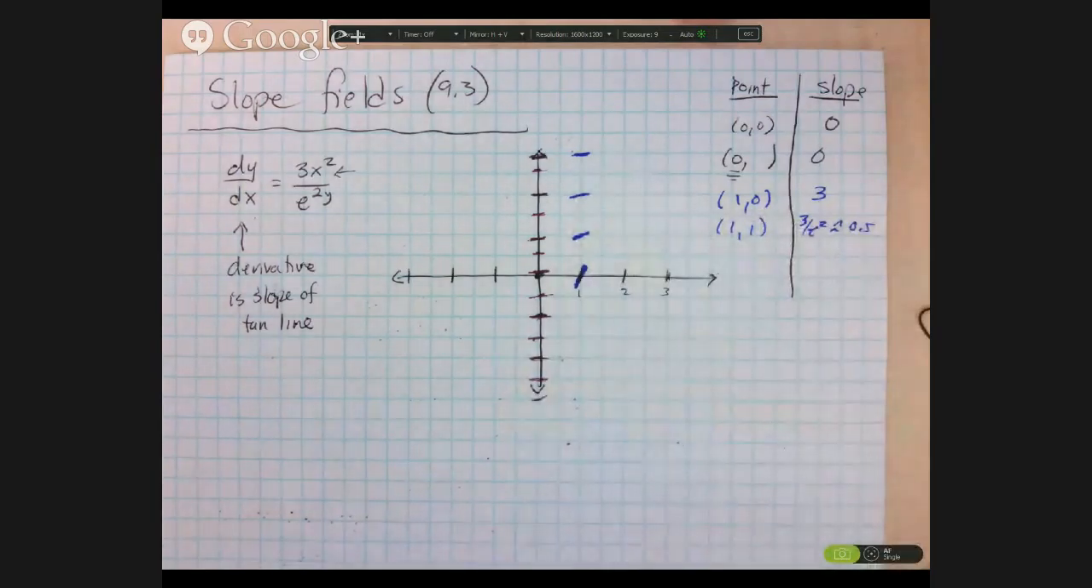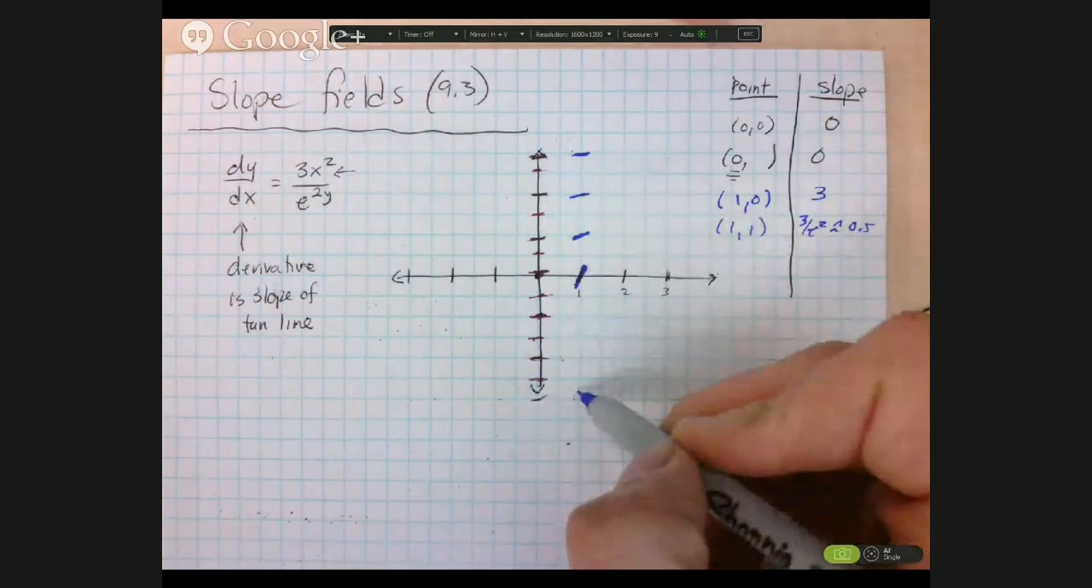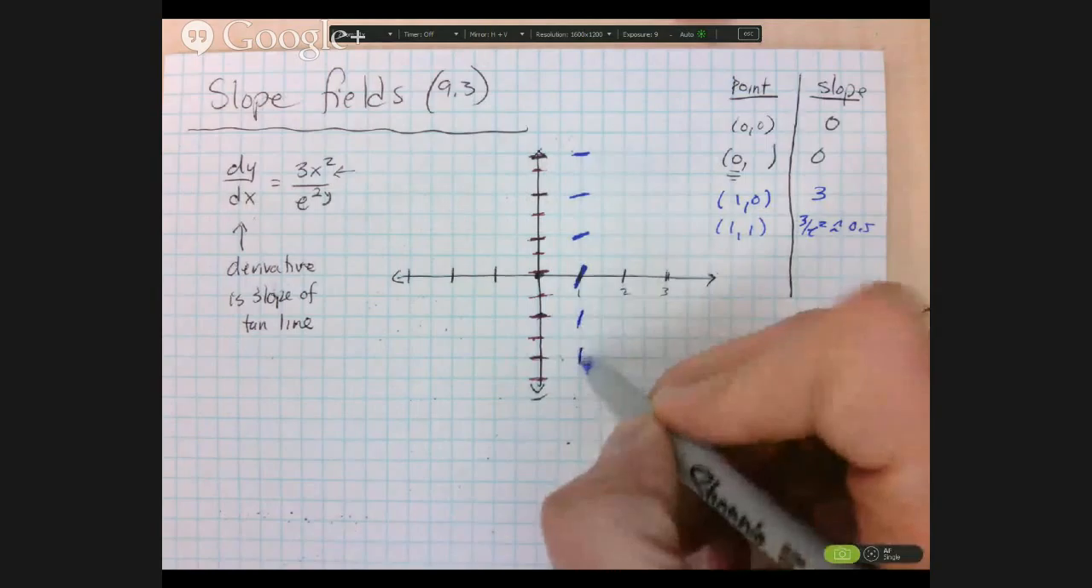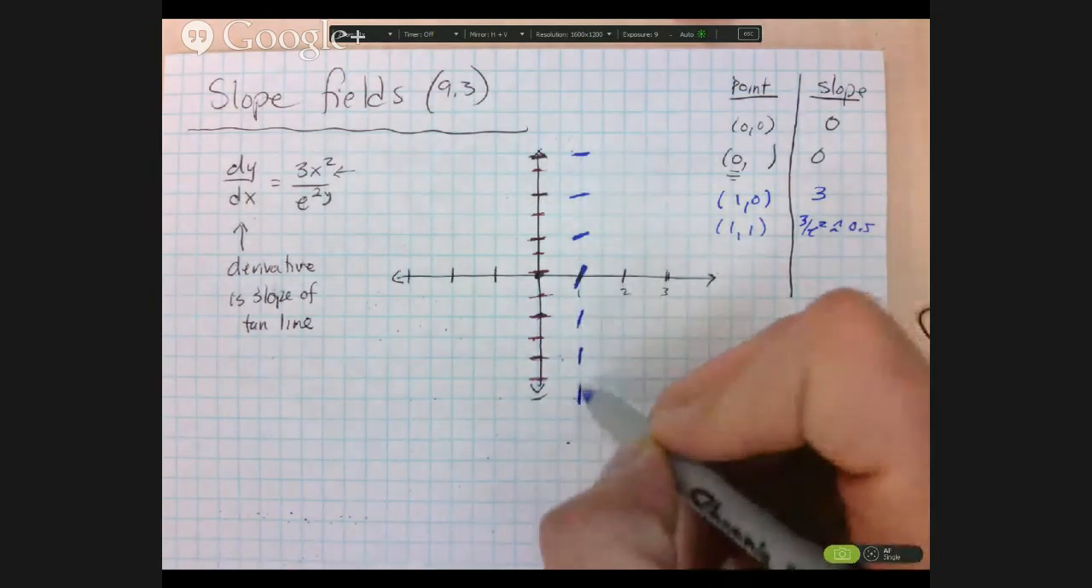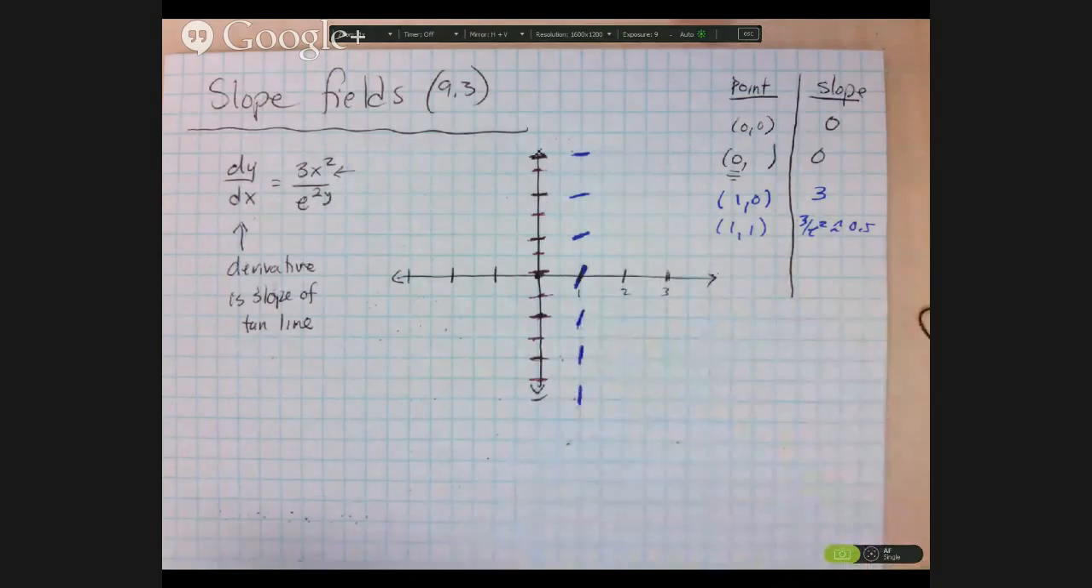Okay. What do you think is going to happen as we go down here? It's going to get steeper. Okay, so we're starting to see some slopes start to form up, right?